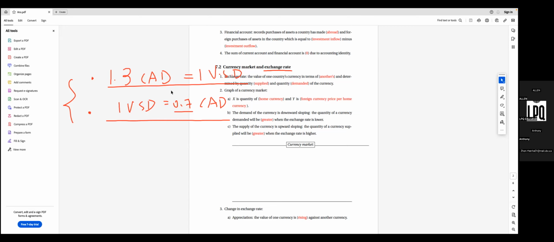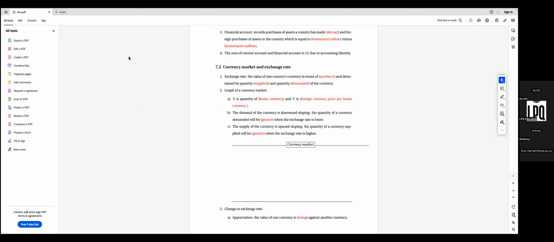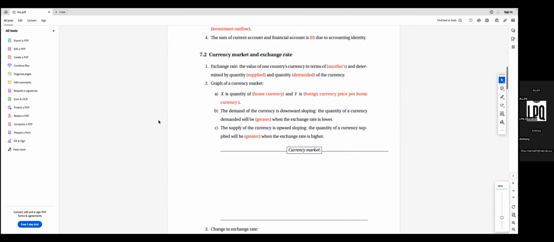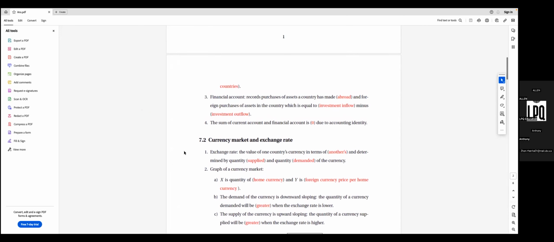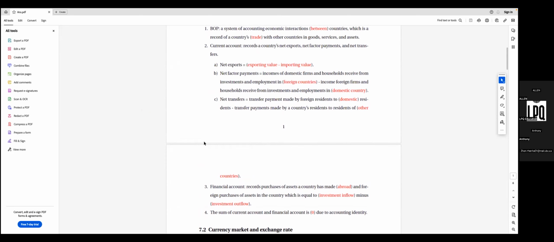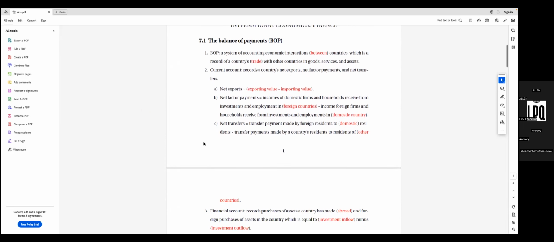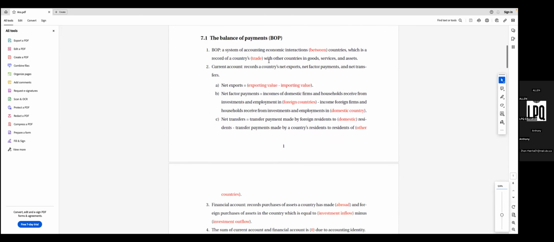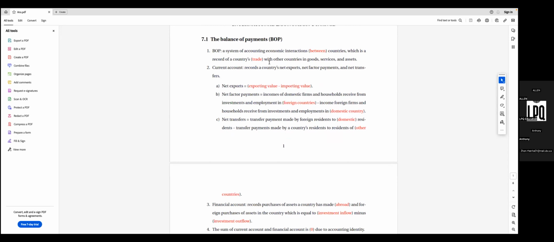This is the most important thing we need to learn in 7.2. Why is 1.3 CAD equal to just 1 unit of USD? We will talk about this in 7.2. But before 7.2, first let's finish something called the BOP, the balance of payments.